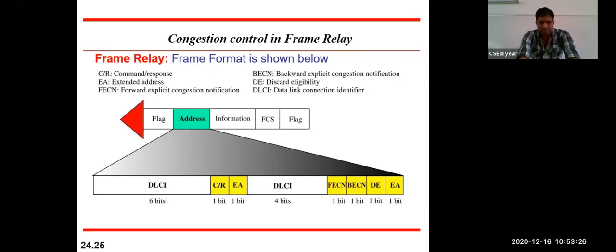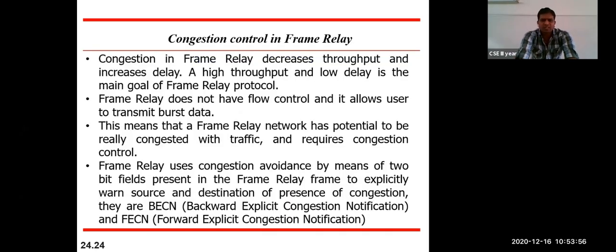Now look at the address field. The address field is 16 bits in total, and I have given you the classification of all 16 bits there. First 6 bits, DLCI, data link connection identifier. 1 bit is C/R, 1 bit is EA. Again, 4 more bits for DLCI, which means 10 bits together for DLCI. Then comes your FECN, BECN. What are the 2 important bits for congestion control in frame relay? BECN, FECN.